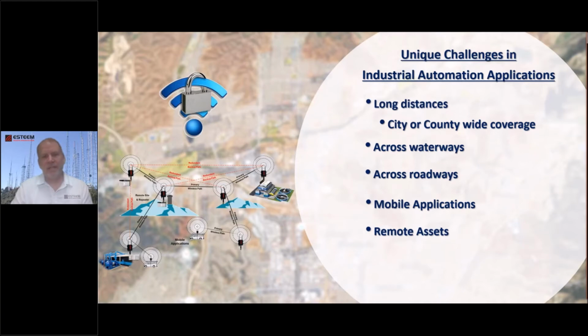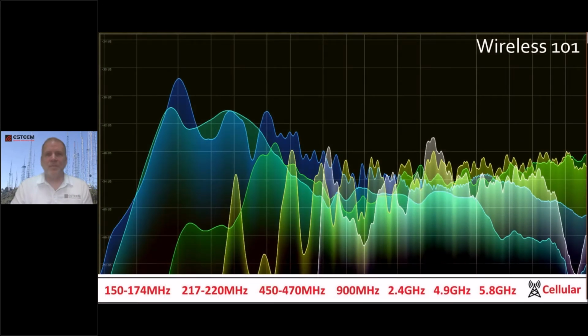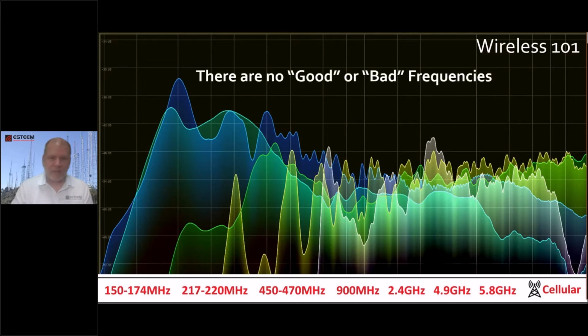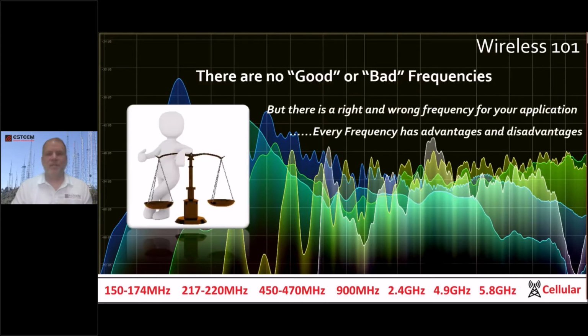So when we start digging a little bit more into wireless, the first question that usually comes up is what's the best frequency to use? Well, when we look at wireless in general, there's not a good frequency and not a bad frequency, but there's a right frequency and a wrong frequency for your application. So it's a balancing act. Every frequency has advantages and disadvantages. The key word is your application. We've got to match this up to what you're trying to do.